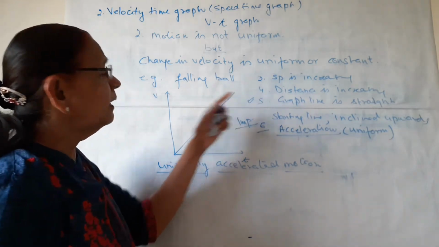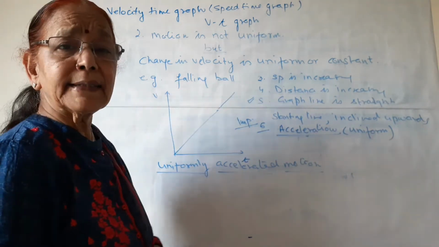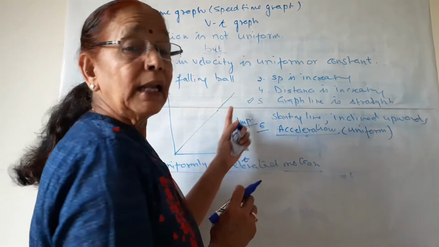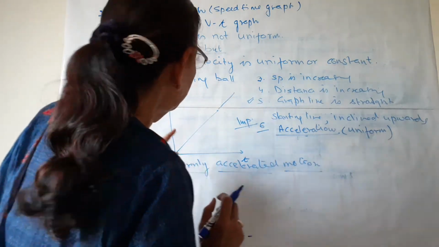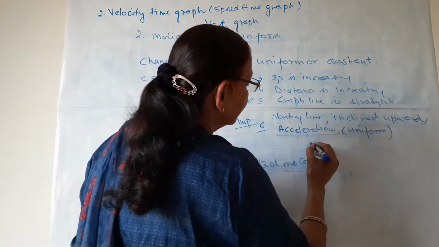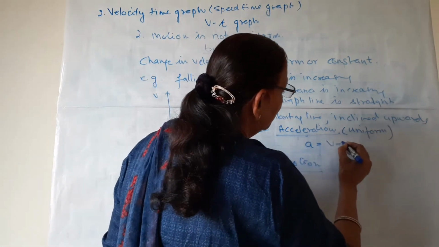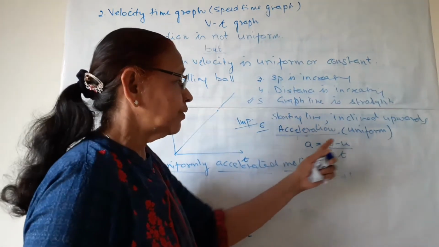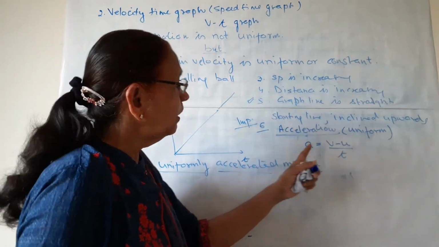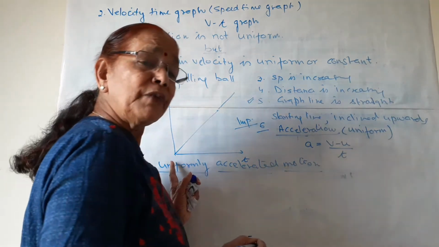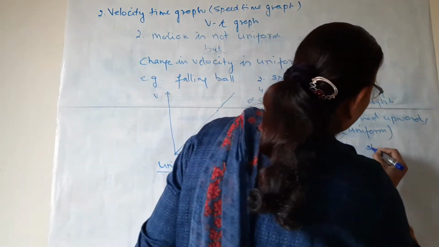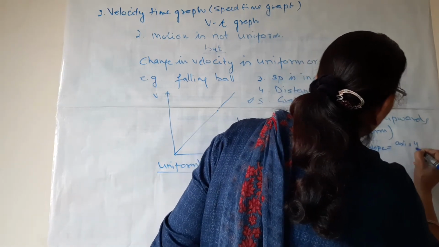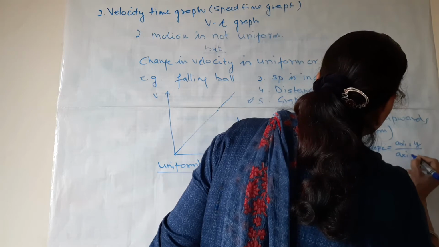So how can we say that this graph line is showing acceleration? So we will just prove how this line or the slope is showing acceleration. We know the formula for acceleration: a is equal to change in velocity upon time. The acceleration is change in velocity upon time. So this is the slope of the graph. Slope of the graph is equal to y upon x, that is, y-axis upon x-axis.